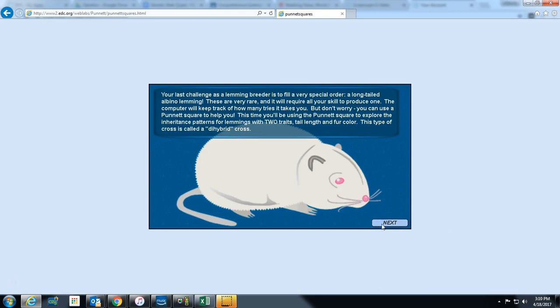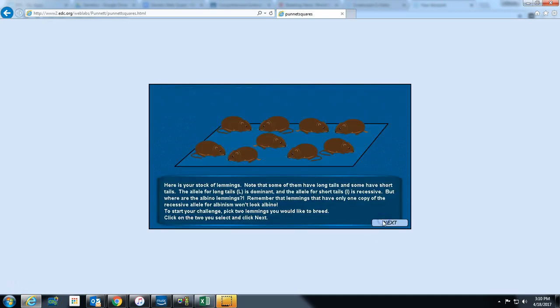Our last challenge is to fill a very special order, a long-tailed albino lemming. These are very rare, and it's going to require all of our skills to produce one. The computer will keep track of how many tries it takes you, but don't worry. Okay, so we're going to do it with our Punnett squares.